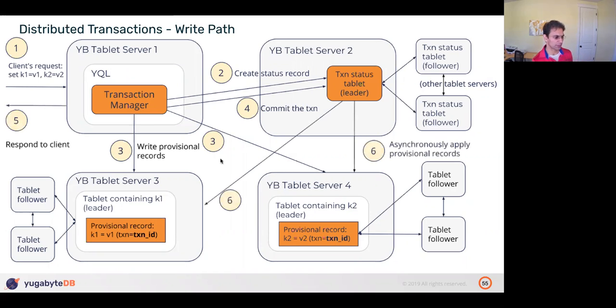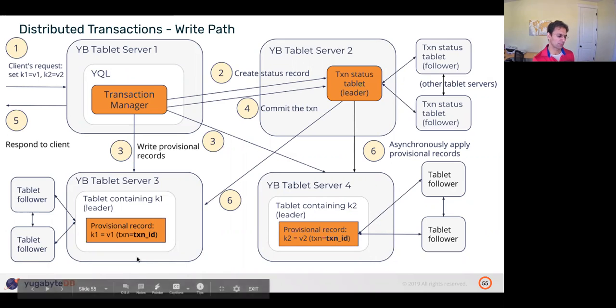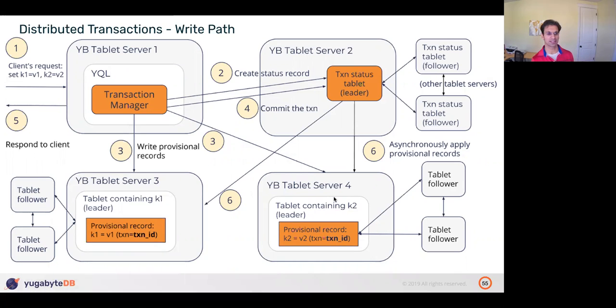Then two things happen. Step 5 is respond to the client, but step 6 is that perennially after this, every read coming here would have to go back to the transaction status tablet, see that it's committed, and then serve it as of the timestamp. To prevent that, we flush the value down to these tablets so that over time they get consistent and they can directly serve the data. So for a short period after the transaction, there are 2 hops, and pretty soon after that, it gets resolved to a single hop.